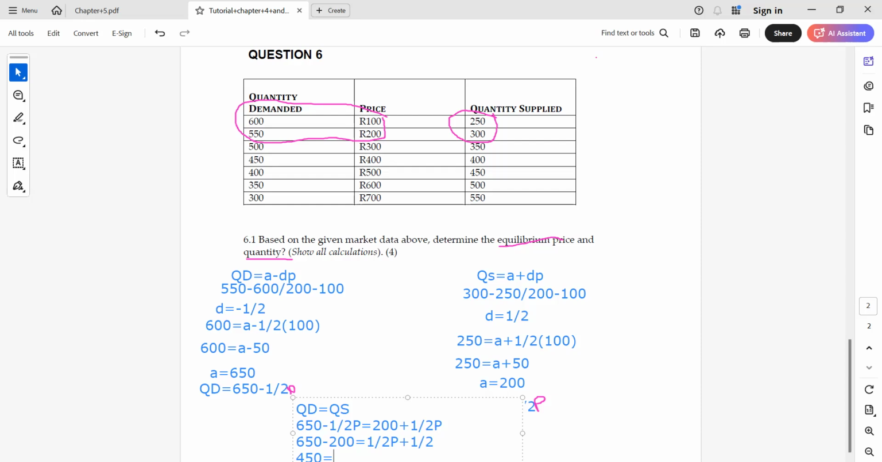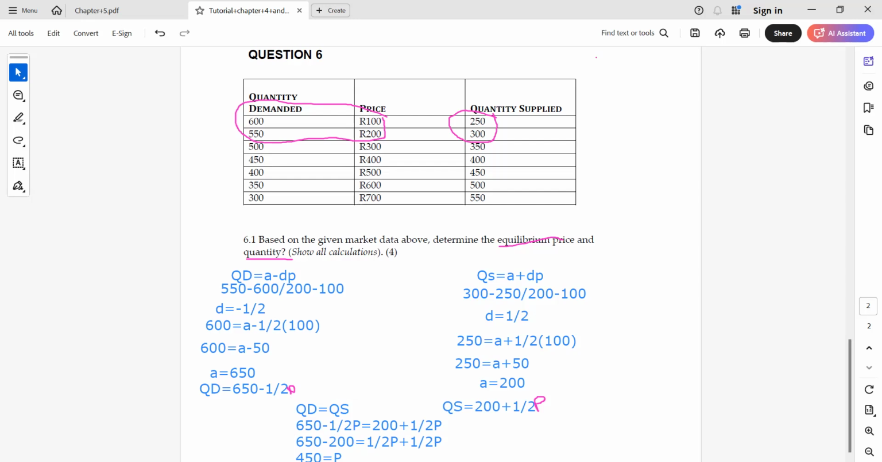So 1/2 plus 1/2, you get 1, which is the same as P here. So 1/2 P plus 1/2 P is the same as just 1P. So this would be your answer. So P is 450, and so your price is 450.